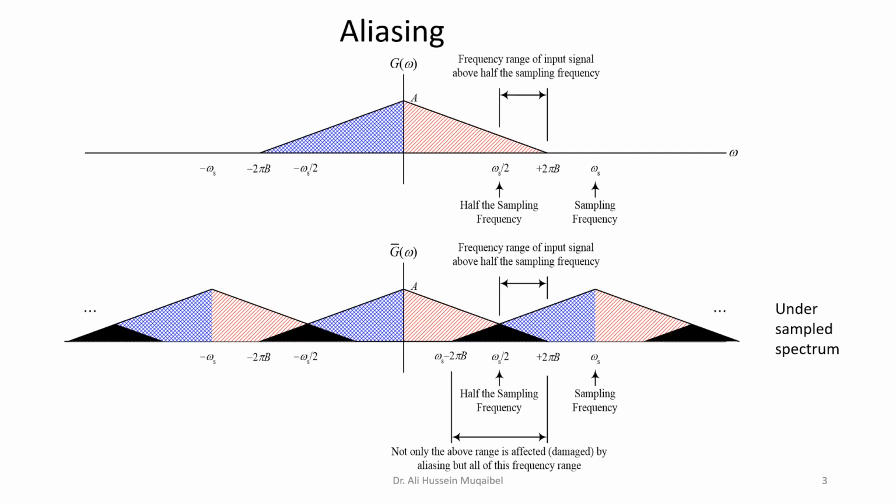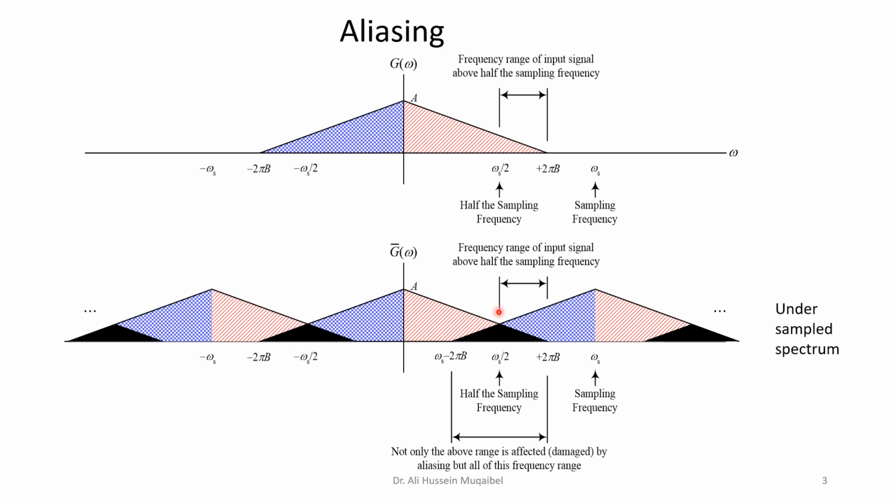The following figure shows you the original spectrum of the signal. This is the highest frequency, B hertz, and we decided to sample at Fs. This is the sampling frequency. As we agreed, the spectrum of the sampled signal will be multiple images of the original spectrum shifted at multiples of omega s: minus omega s, omega s, 2 omega s, 3 omega s, and so on.